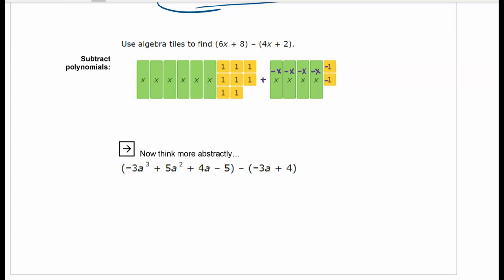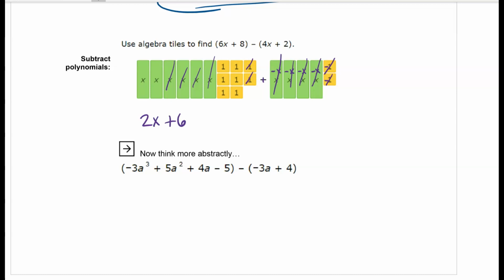Now every time I have a negative x and a positive x and I combine them, I get 0. This negative x and this positive x, this one and this one, this one and this one are going to cancel each other out. The same thing happens with the units. A negative 1 and a positive 1 gives a 0 sum. This negative and this positive will cancel out. So what I'm left with are 2 x's and 6 units.